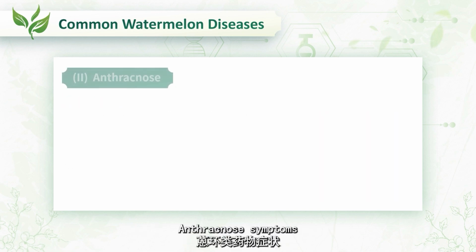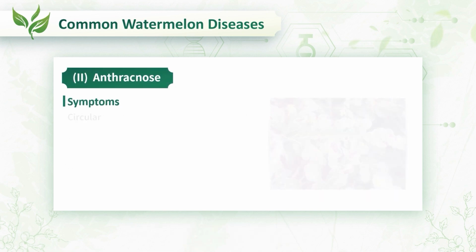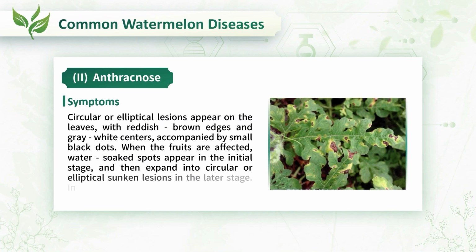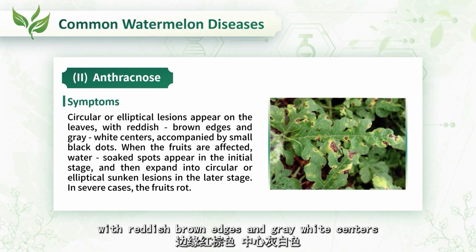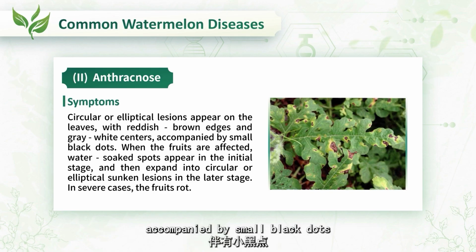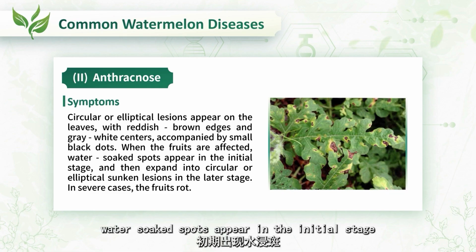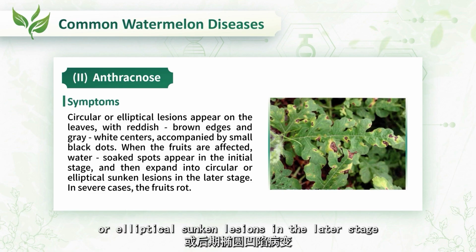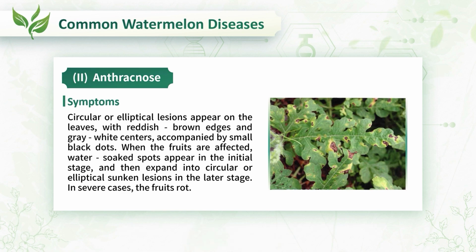2. Anthracnose. Symptoms. Circular or elliptical lesions appear on the leaves, with reddish-brown edges and gray-white centers, accompanied by small black dots. When the fruits are affected, water-soaked spots appear in the initial stage, and then expand into circular or elliptical sunken lesions in the later stage. In severe cases, the fruits rot.